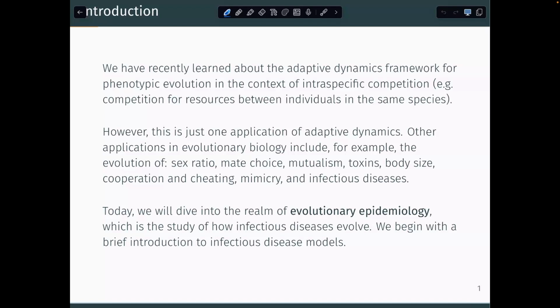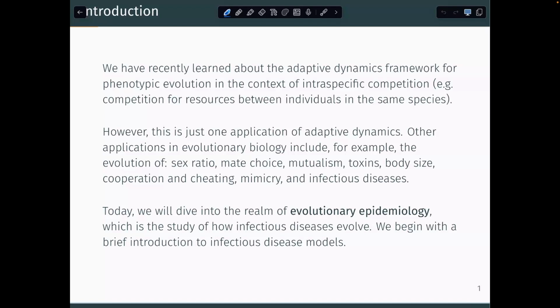Ideas about mutualism as well. So many species are mutualistic towards each other. Think about things like plants and pollinators. Even elements of your gut microbiome, friendly bacteria can help protect you from disease and things like that. Evolution of toxins or antitoxins, particularly with, say, plants protecting themselves against herbivores that might try and eat them. Evolution of body size as well. What is an optimal body size, or might there be many different body sizes that can coexist within a population?